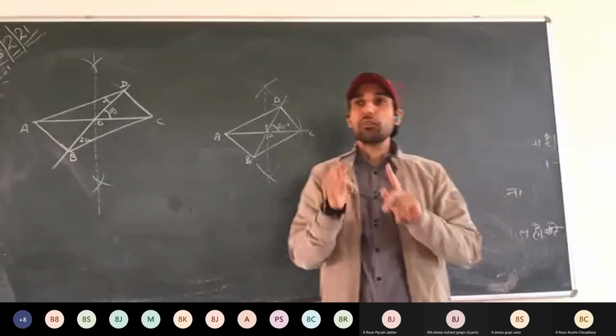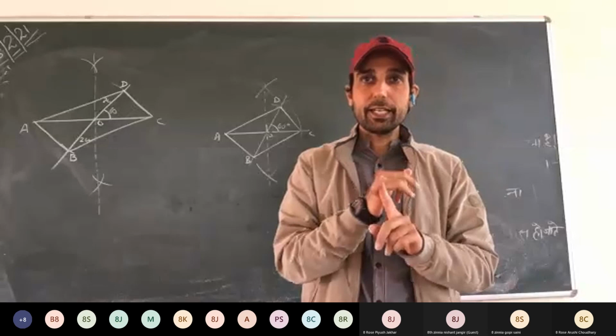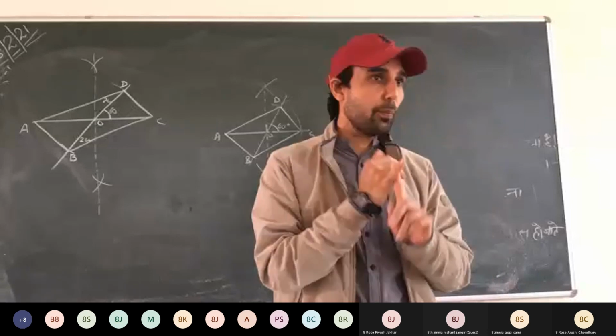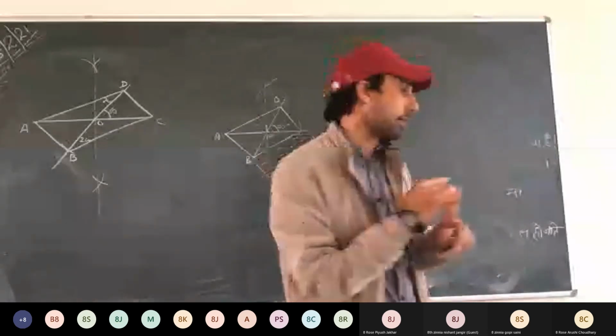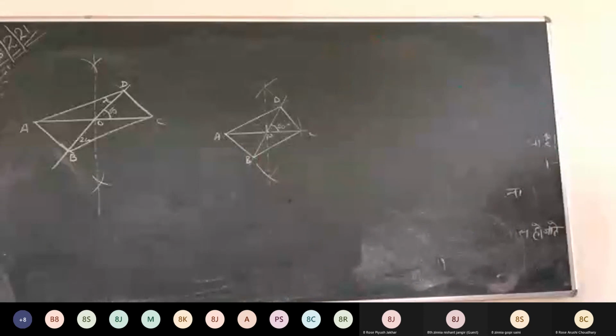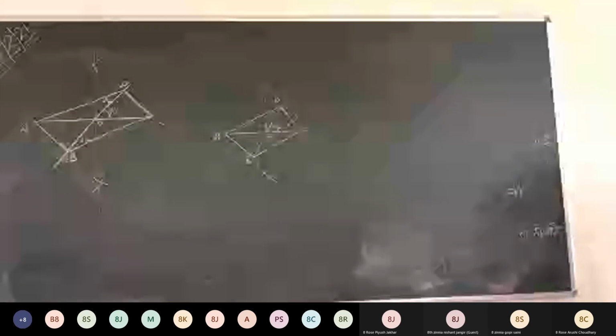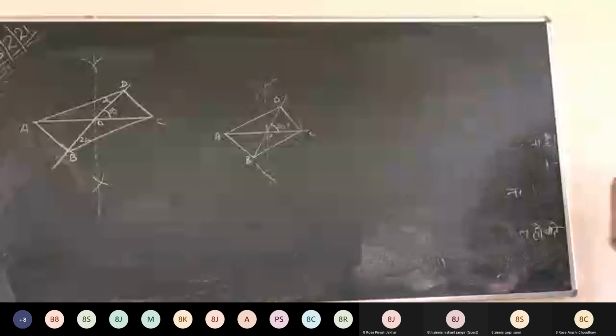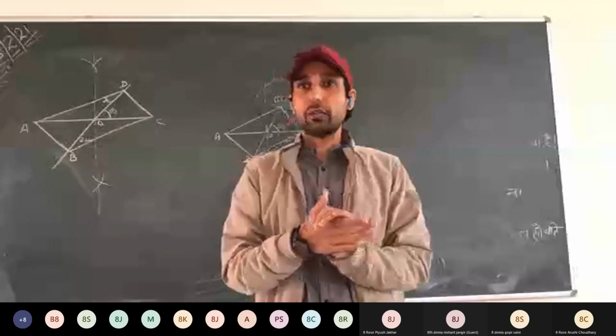So tomorrow we'll start with rectangle, rhombus, and square. First we'll be discussing the rectangle, then the rhombus or square. So we start them tomorrow.